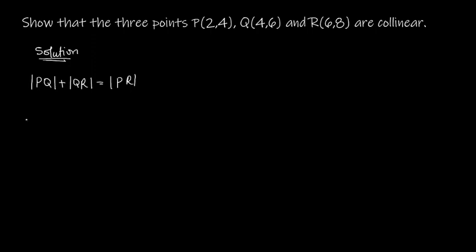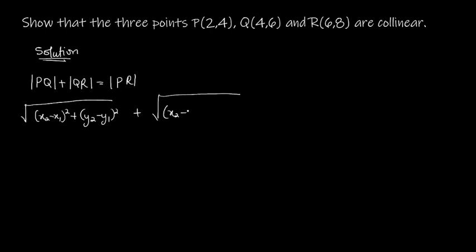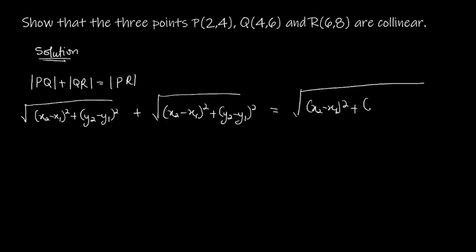So the distance PQ will be equal to the root of x2 minus x1 squared plus y2 minus y1 squared, then plus the root of the same thing, x2 minus x1 squared plus y2 minus y1 squared, to be equal to the root of x2 minus x1 squared plus y2 minus y1 squared. Now when you're doing this, be very careful not to confuse the coordinates of your points.